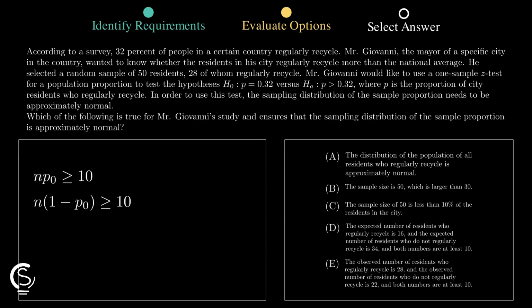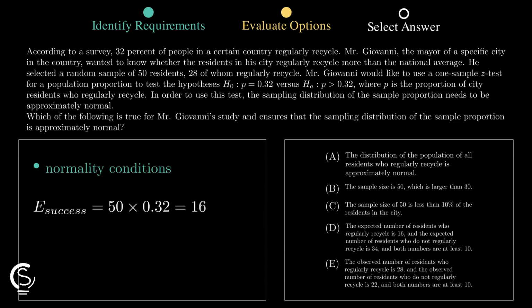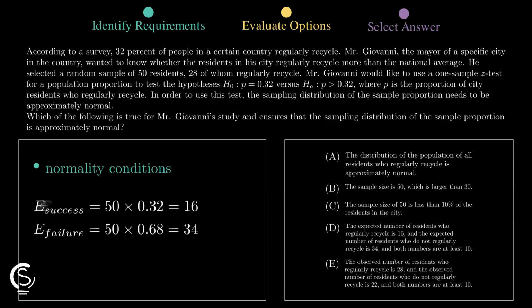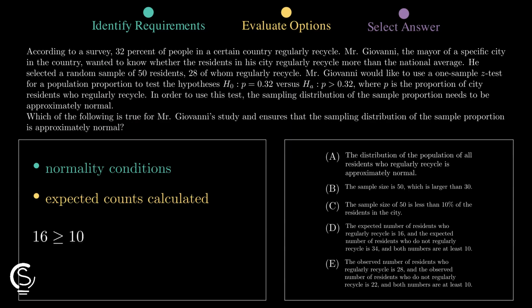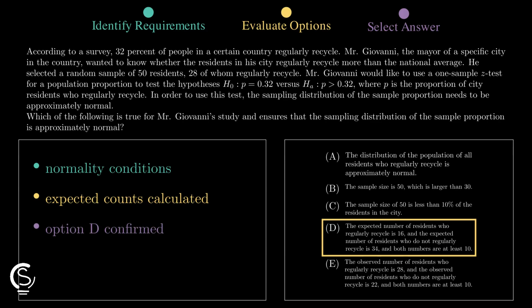We use the null hypothesis proportion 0.32 and the sample size of 50 to calculate the expected counts. This is the critical step for our statistical validity. Since both 16 and 34 are at least 10, option D correctly identifies the requirement for the sampling distribution to be approximately normal. That makes option D our winner.